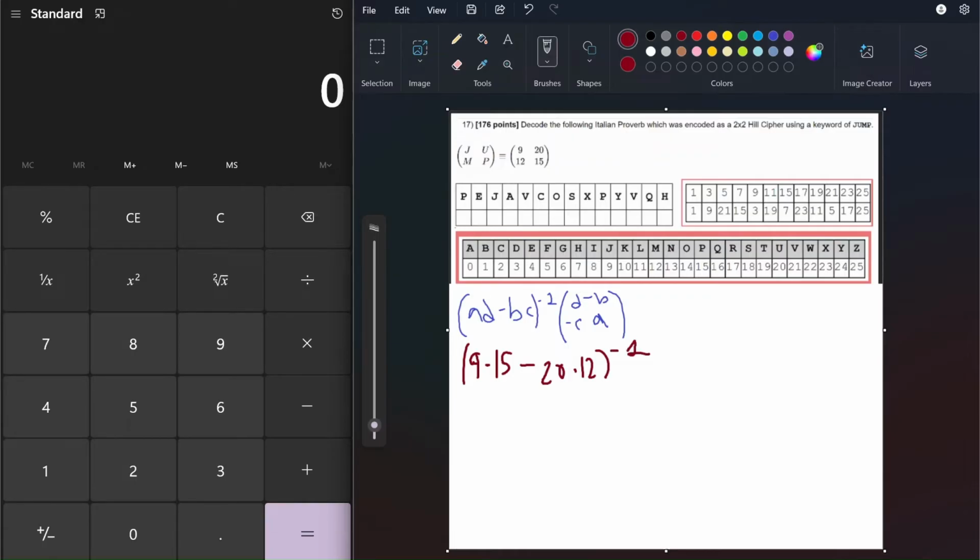So let's put it into the calculator. 9 times 15 is equal to 135. And then we're going to subtract that by 20 times 12, which is equal to 240. And then we're going to put that into our calculator again. 135 minus 240 is equal to negative 105. And now we have to run that modulus of 26.